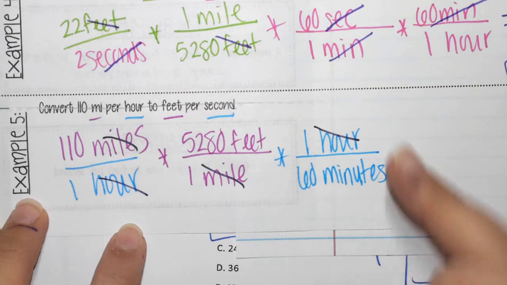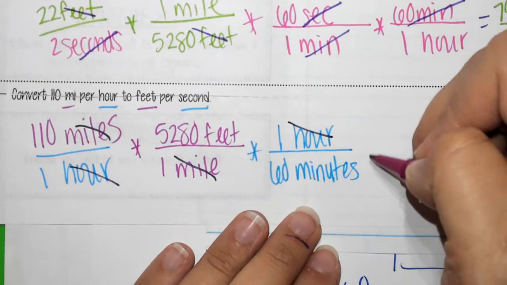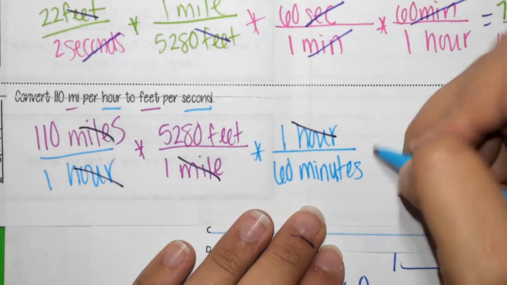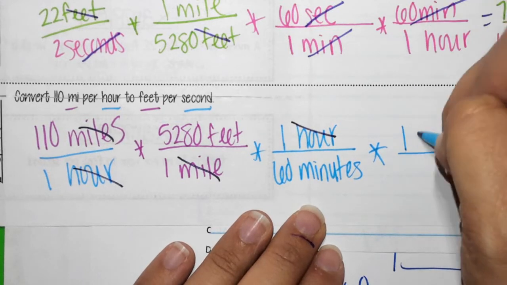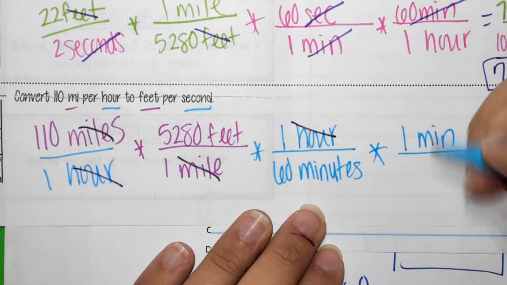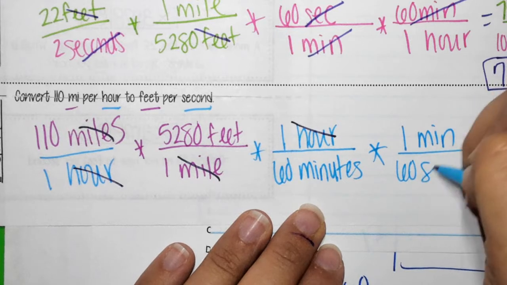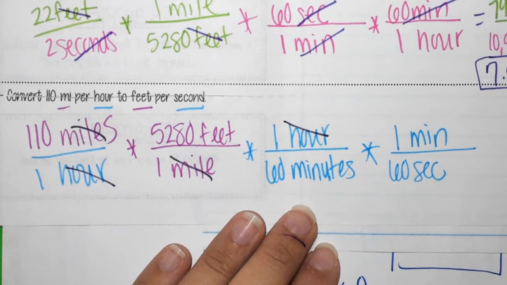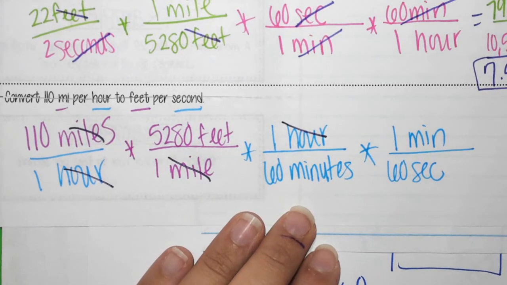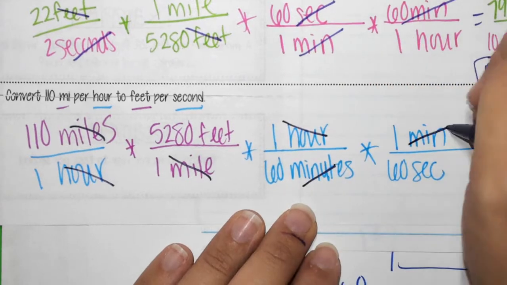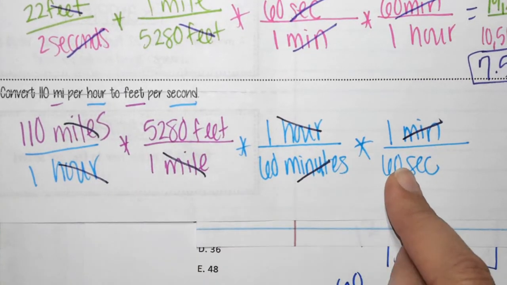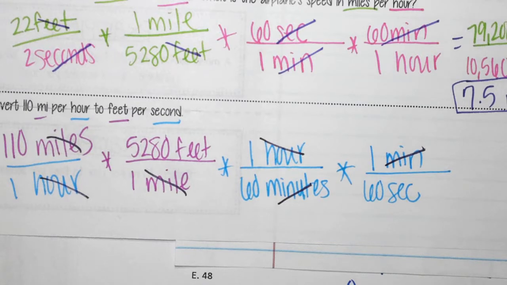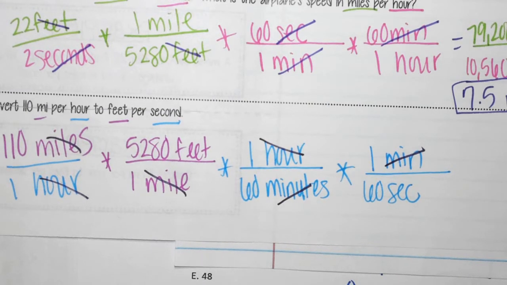But now we're trying to go from minutes to seconds. So since my minutes is on bottom, where is it going to be over here? Top. So 1 minute is how many seconds? And now we've killed that. So we're left with feet and seconds. That's what we were trying to go to. Can you multiply and divide without me now? Does it make more sense now that we've talked through one more?